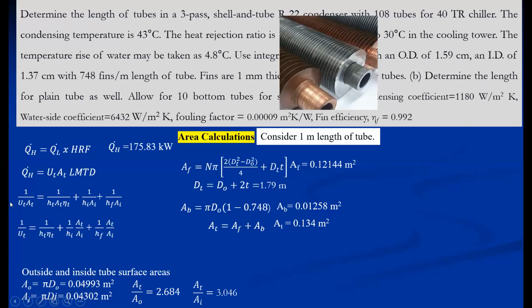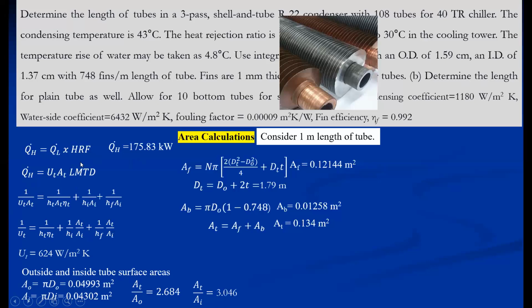Here if we multiply both sides by AT, the AT gets cancelled. So AT by AO is required, that we have obtained, and also AT by AI. So now in this case the only unknown is UT, then we can calculate UT. Now UT is known to us, and QH is known to us, already obtained.